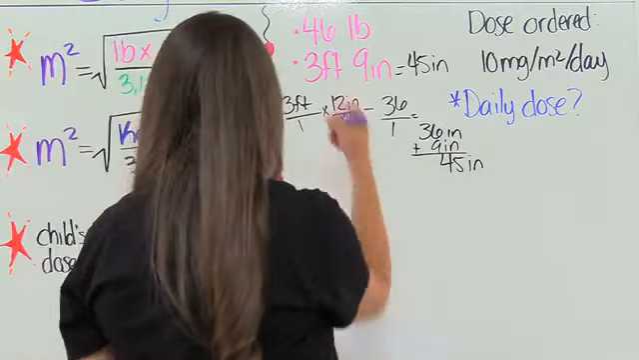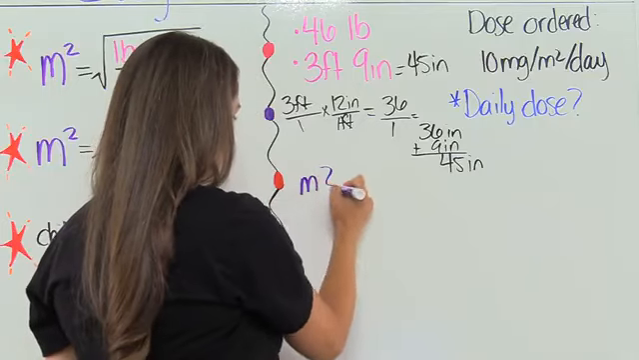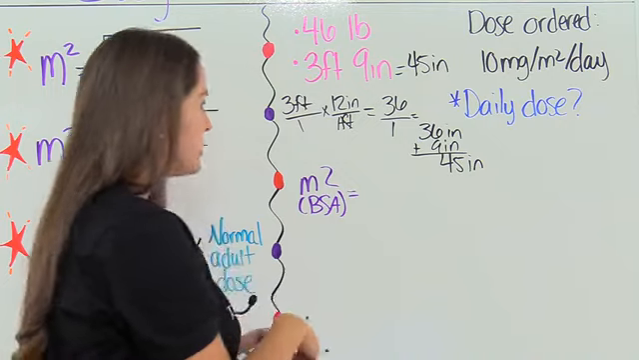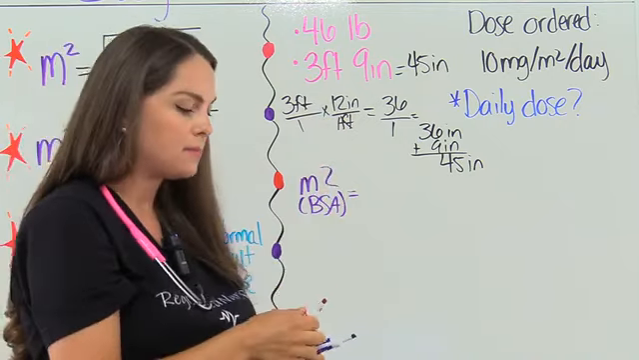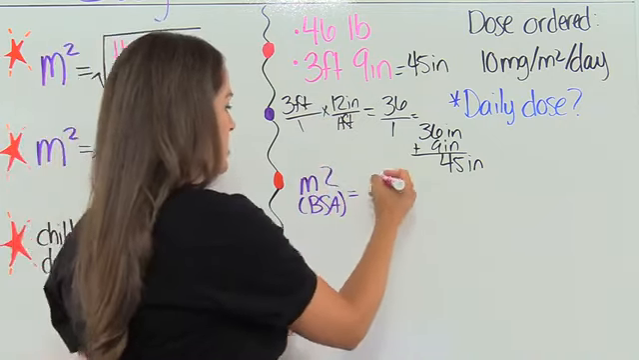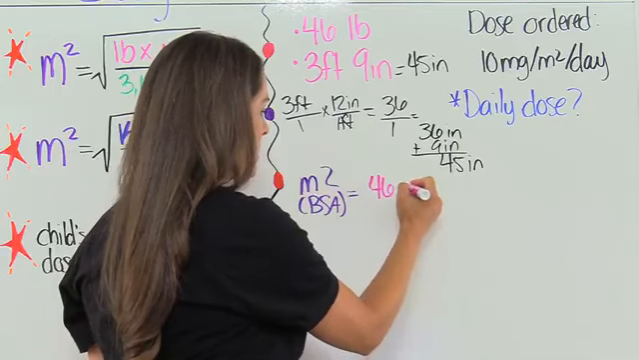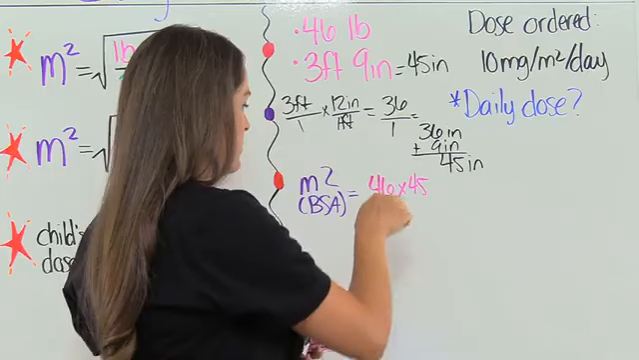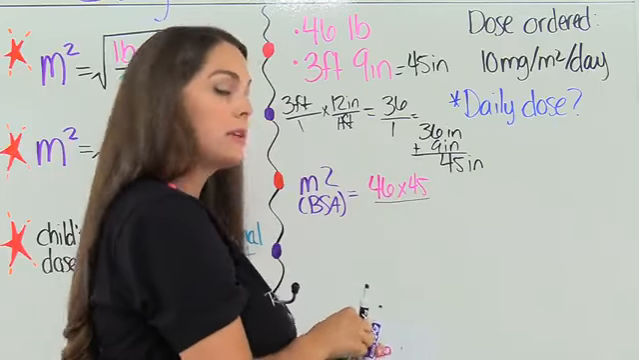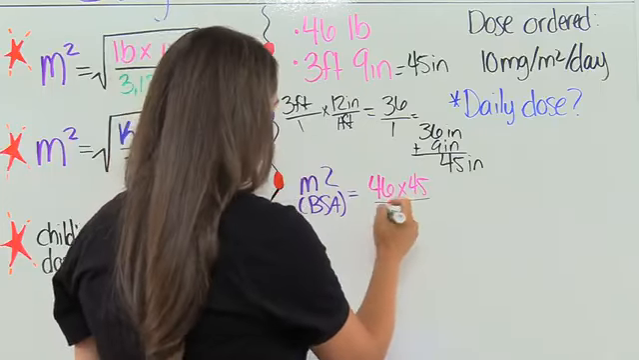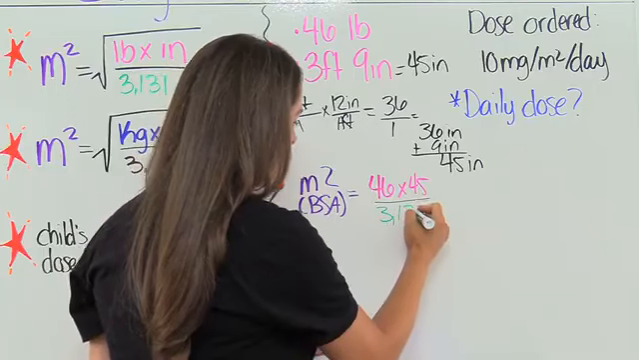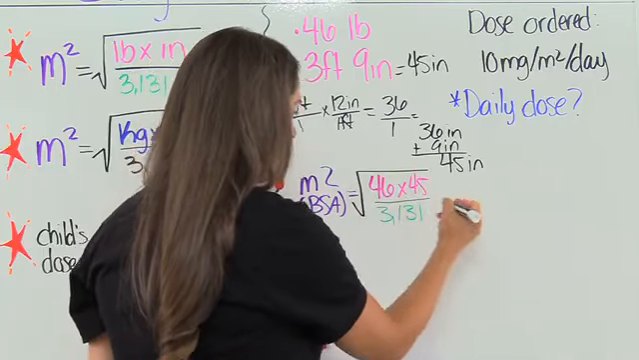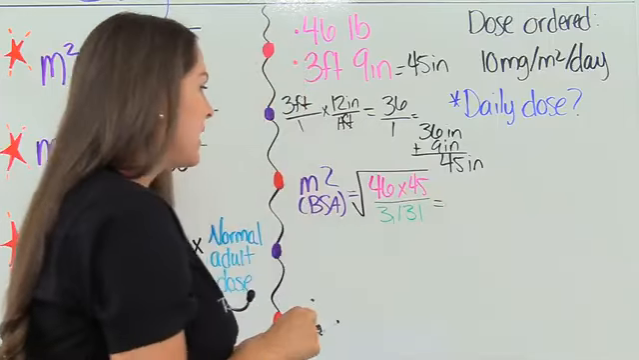So we know using this formula, square meter, again, that is the body surface area that we're solving for, equals the weight times the height. So our patient is 46 pounds times 45 inches. And we're going to divide that by, what is that number? 3,131. And then once we do that, we have to get the square root. Always remember to carry your square root over.